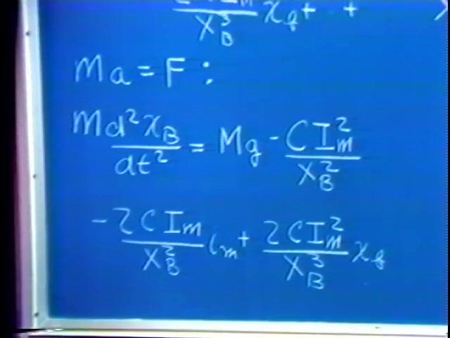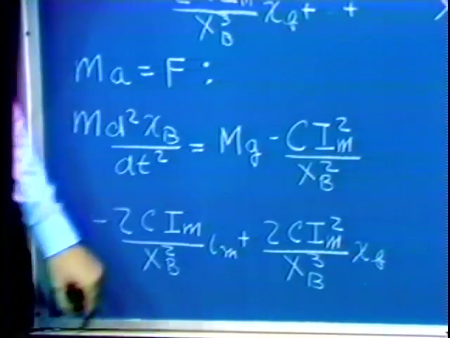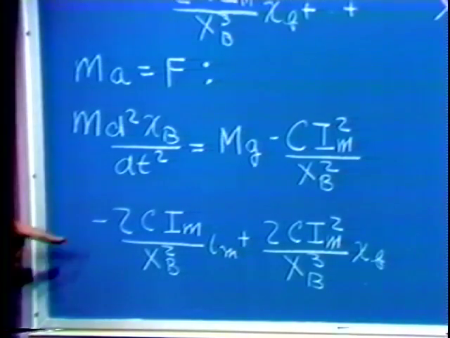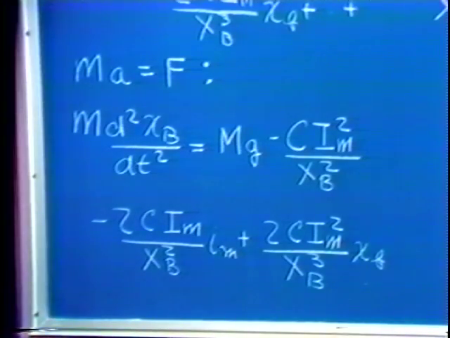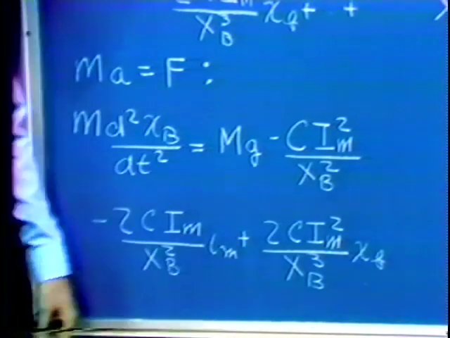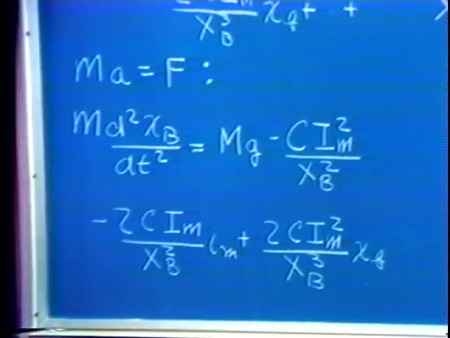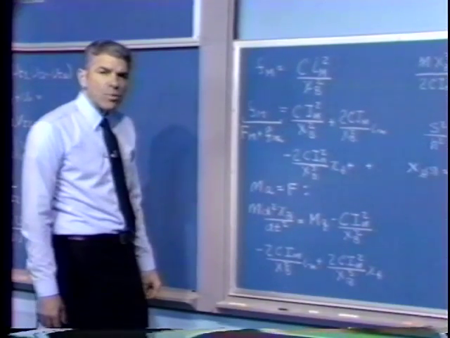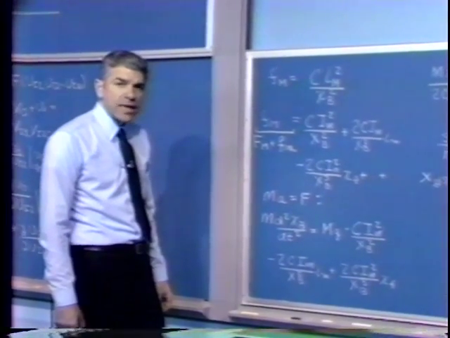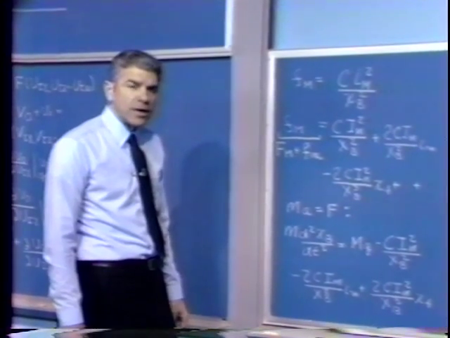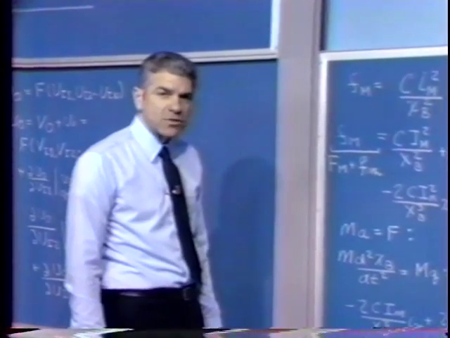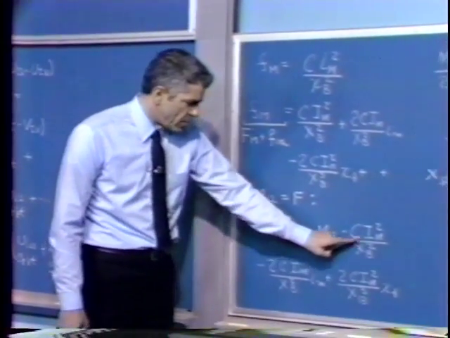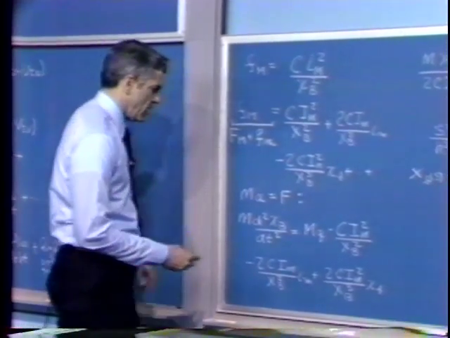the term shown above. So we get a minus c I_m squared over x_b squared, minus 2c I_m over x_b squared times the incremental change in magnet current, plus 2c I_m squared over x_b cubed times the incremental change in ball position. Now, we, of course, assume that the system is set up such that at the operating point the value of the magnetic force exactly cancels gravity. In other words, at the operating point, these two terms are equal and cancel.